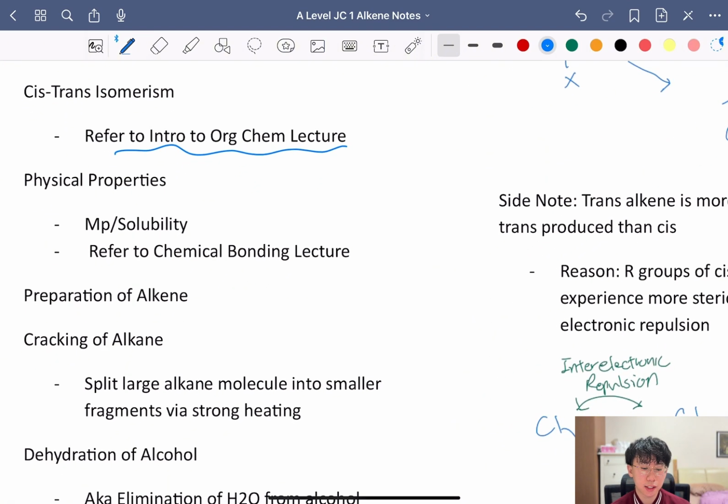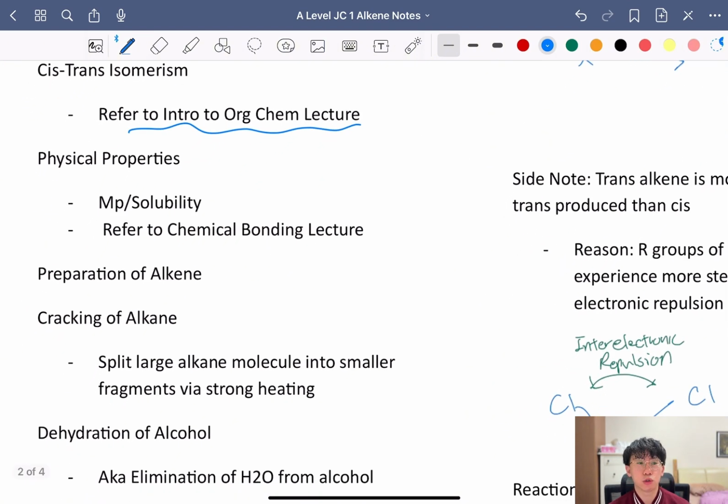For physical properties, you will also be expected to compare the melting points or the solubilities of your different alkene molecules, but just refer to my chemical bonding lecture because that lecture covers all the key concepts that you need to know for determining physical properties or comparing between different molecules.